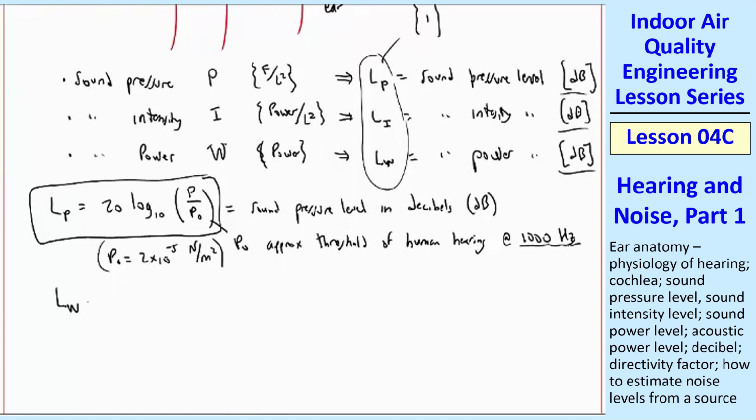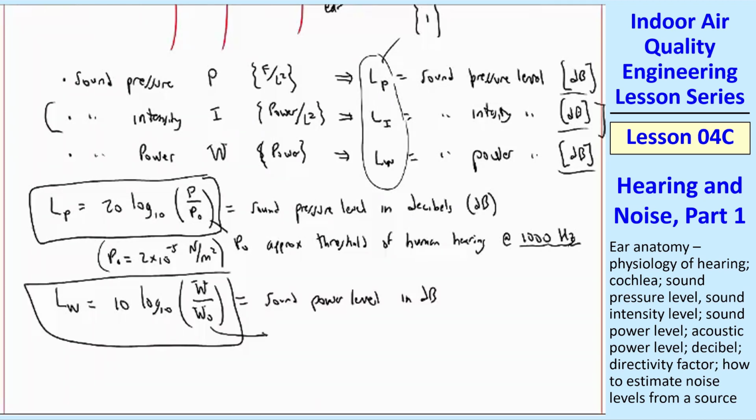And similarly, LW, sound power level, is 10 log 10 of W over W naught, again in decibels. This W naught is also the threshold of hearing, and that's typically around 10 to the -12th watts, which is extremely small power. Even this pressure is extremely small, 2 × 10 to the -5th Newton per meter squared. An atmosphere is 100,000 Newton per meter squared. This is the sound power level, or also called the acoustic power level.